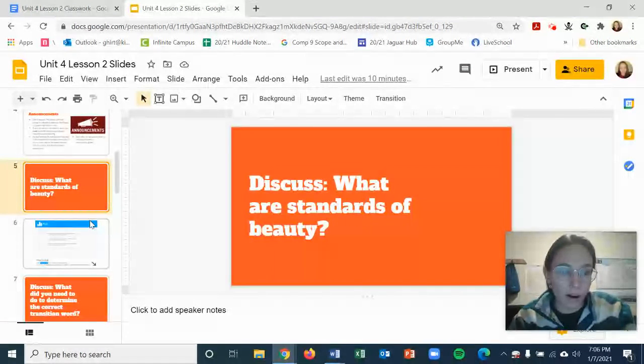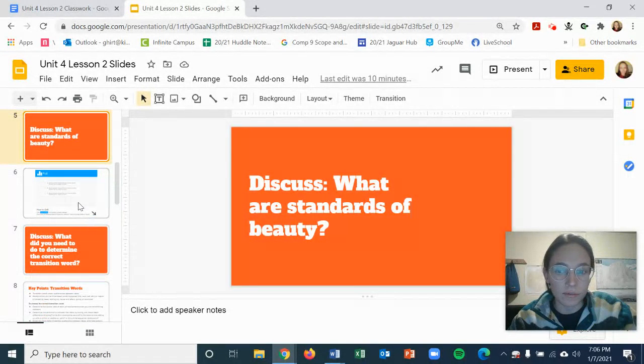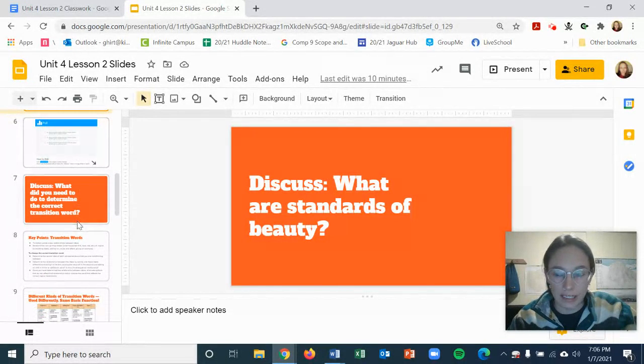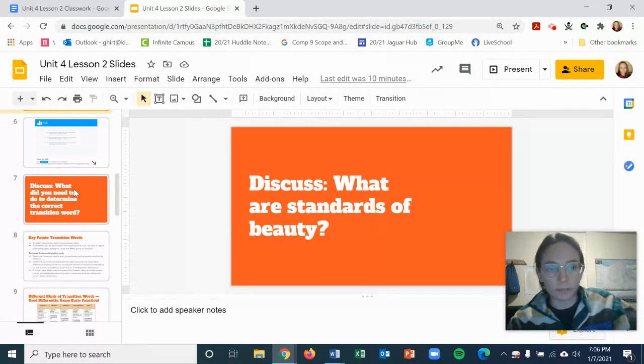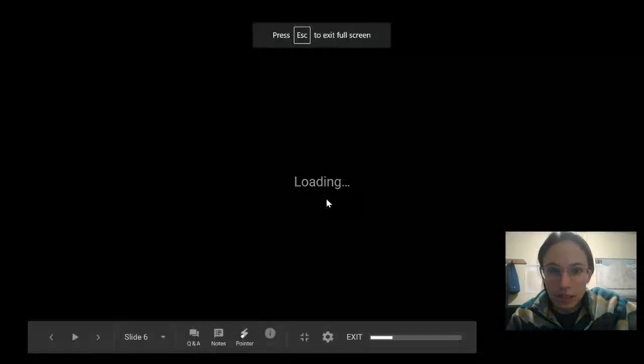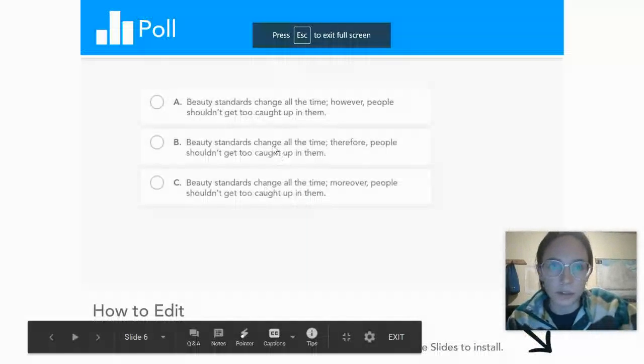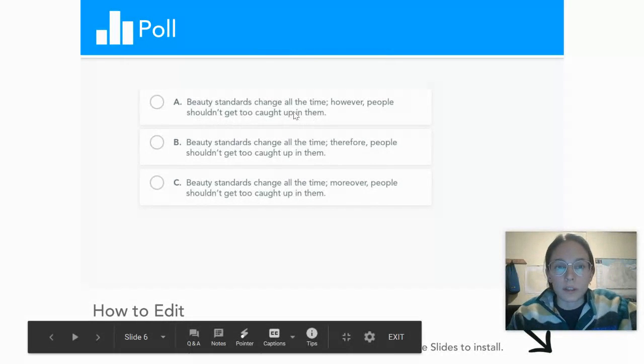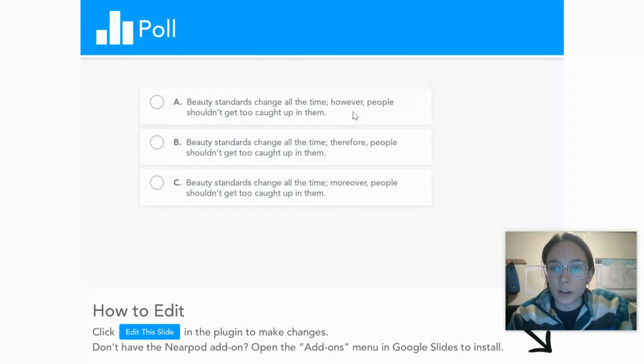So we are going to do some practice choosing the correct transition word. Let's look at this question here. Hopefully you can see this, and I'll copy this into the EdPuzzle as well. This question asks basically, what is the correct transition word to put in this sentence? A: Beauty standards change all the time. However, people shouldn't get too caught up in them.